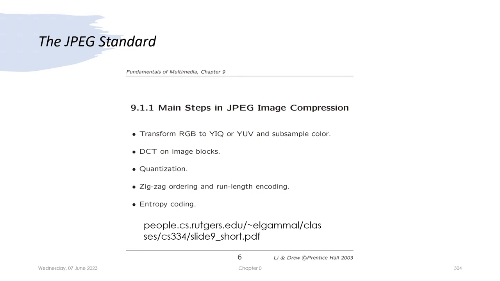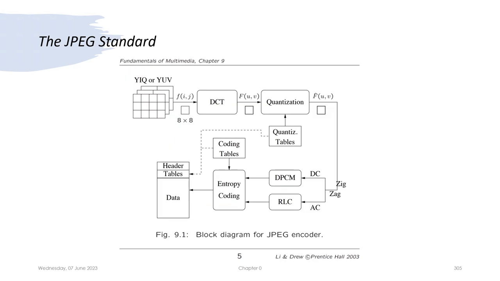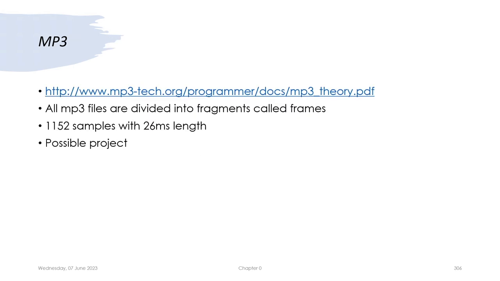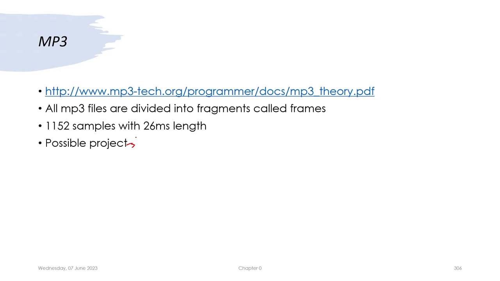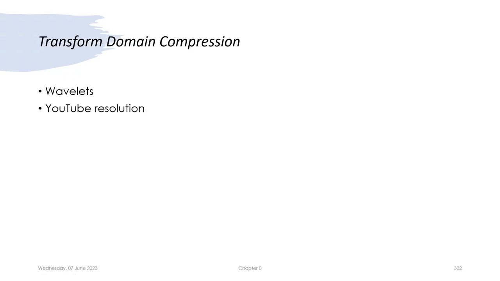So, JPEG compression is transform, image block, quantization, entropy coding. This is the JPEG compression format. You can possibly look at it here, and this is the block diagram of the JPEG compression format. We obviously won't code this here, that will take too much time, but those interested can look up the JPEG standard. And similarly, there is the MP3 or the MPEG-3 standard. Again, you can possibly do this as a self project. You can look at this link and try to implement the MP3 standard. And with that, we close this chapter.